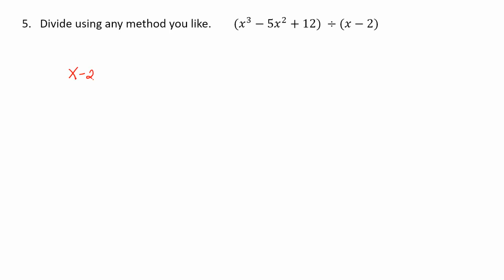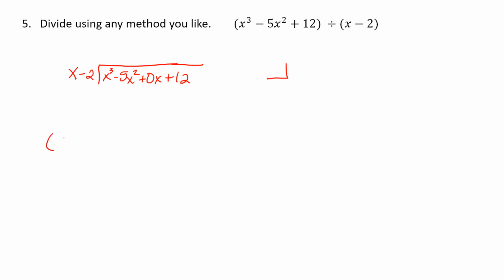x minus 2, if you were going to do it the old way, you would write it this way: x cubed minus 5x squared plus 0x plus 12. Now, think about what you're doing. You're dividing this polynomial by x minus 2. When you use synthetic division to do this, in this little bracket here, you're going to put the number that would be a 0 of the polynomial if you did this division. So when you're dividing by x minus 2, what you're saying is, is 2 a 0 of this polynomial?